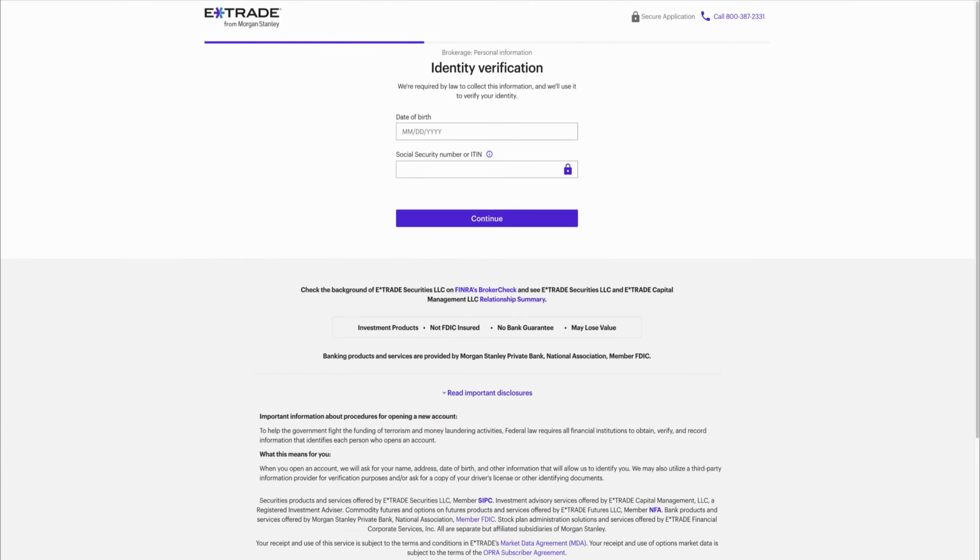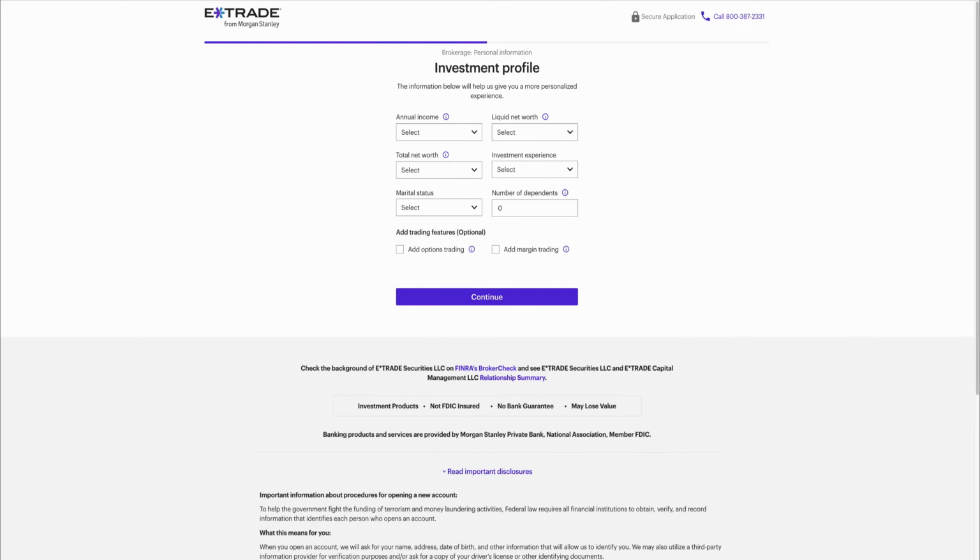To be able to complete the application, you will need to provide a date of birth and a social security number. Add your employment status, investment profile, and pick if you want to add trading features such as options or margin trading. If you don't want to add them now, you can always add them later.